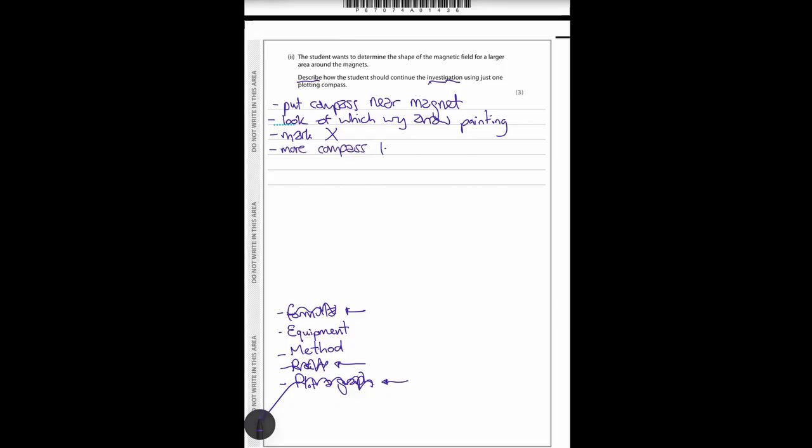So you're going to have loads of X's. And then after you've done that, you're just going to join up all of those points. So you're going to end up with something like this. If that's the magnet, and that's north and south, if I put the compass here, I know that that compass is going to point in that direction. So I'm going to mark an X there. Then I put the compass here and it's going to point in that direction. So I put X here. And I'm going to end up with loads of X's that go like this.